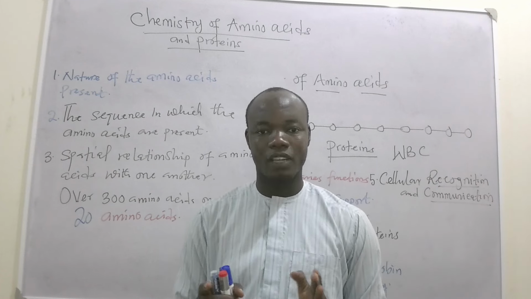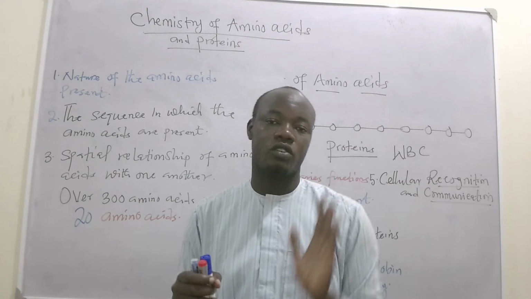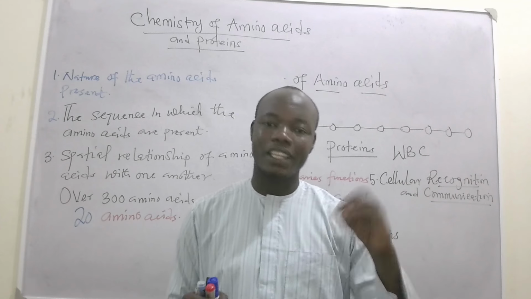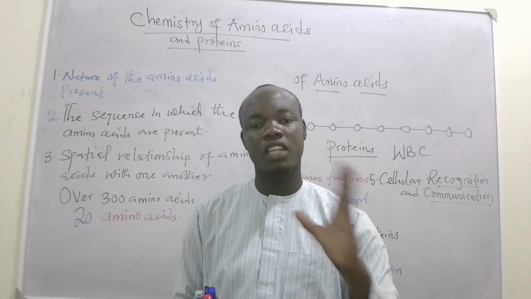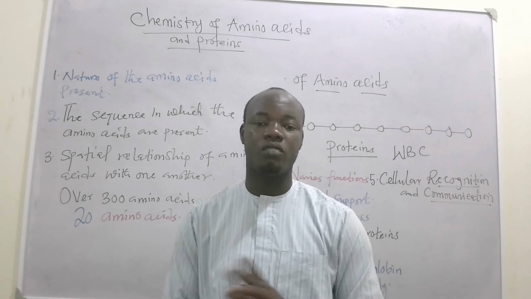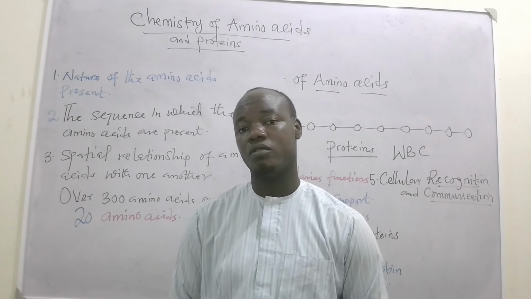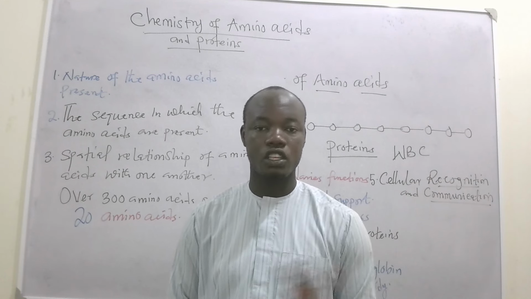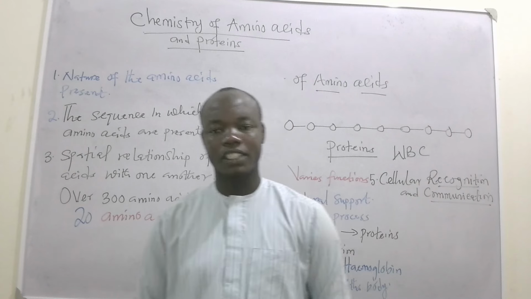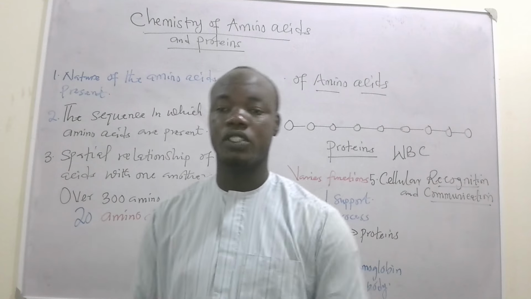So we should understand that proteins depend on many factors: the arrangement of the amino acids, the sequence of the amino acids, and the spatial relationship between the amino acids. That is why one protein differs from another. And of course, even the number of amino acids in each protein is different. So now, the next thing we are going to look at is the amino acids. Let's look at the amino acid closely.